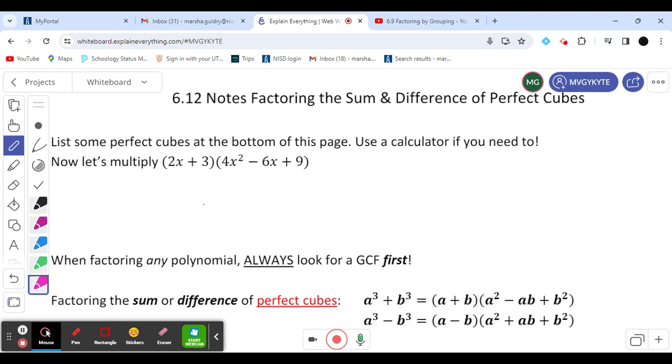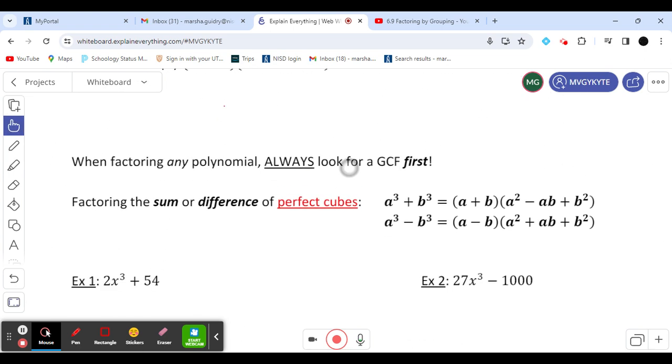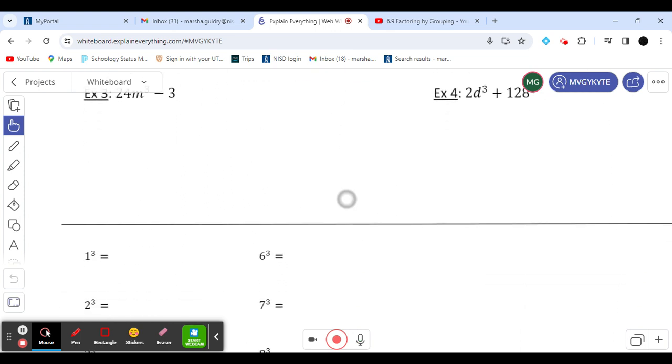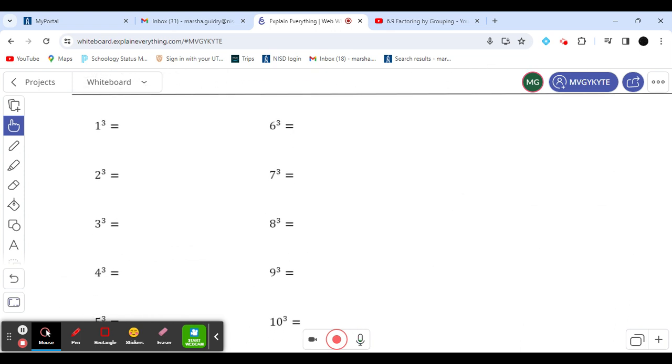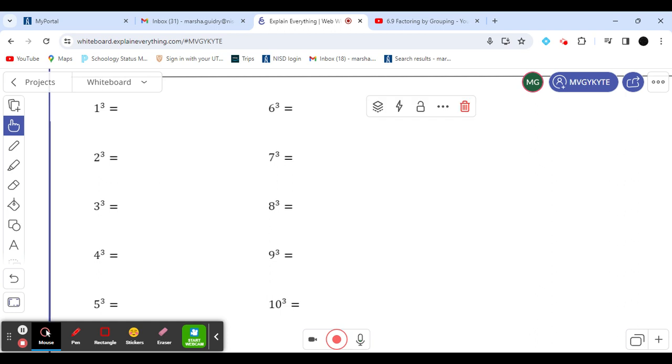All right, so let's talk about factoring the sum and difference of perfect cubes. So the first thing that I want you to do is understand what a perfect cube is. So we're going to fill out this table at the bottom of your note sheet. Of course, if you don't have this note sheet in front of you, just write these down.